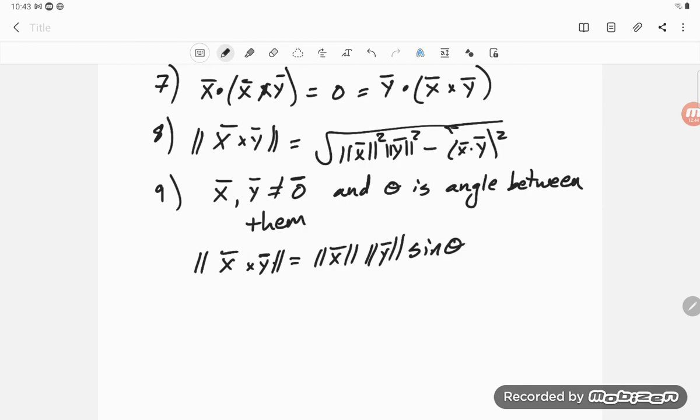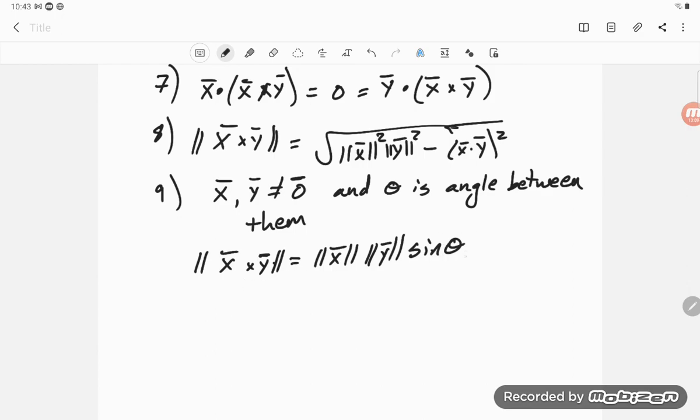So the dot product magnitude was this same kind of thing, but with a cosine of theta. So this is with sine of theta. And we're fine with not putting absolute values, because this is a magnitude here.